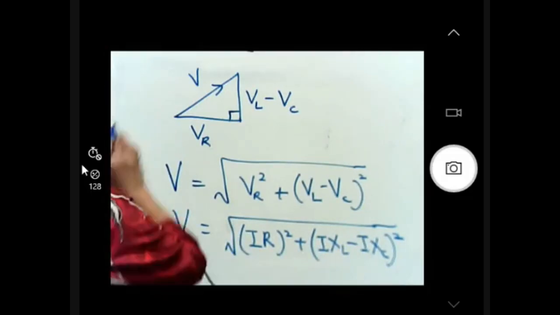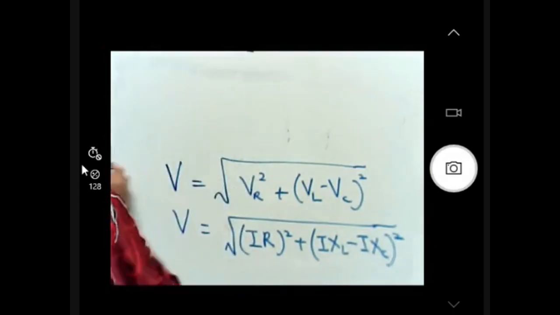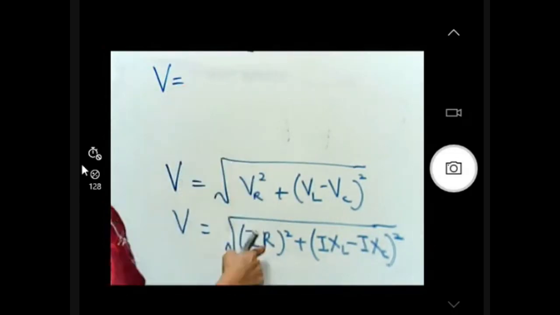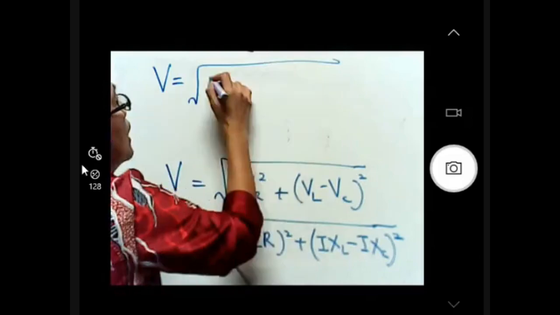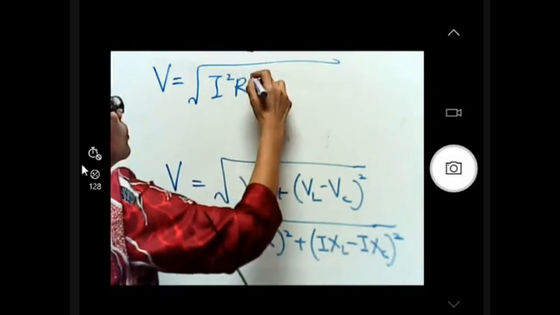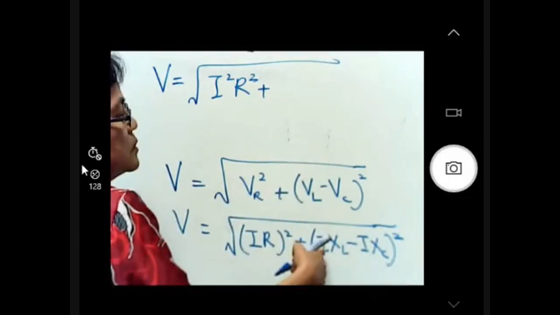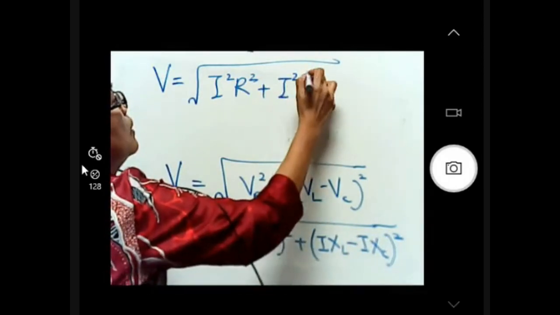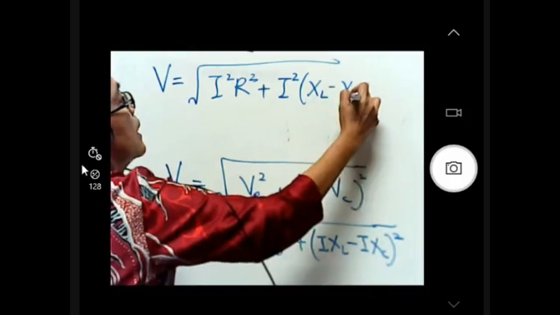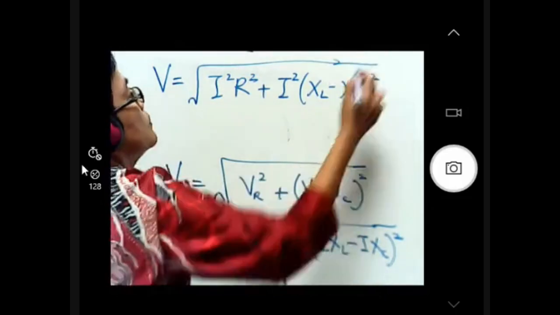Okay, now I can expand. After I expand, what do I get? So V equals I squared R squared plus, this one I can factorize, right? I can do this: I squared (XL minus XC) squared.